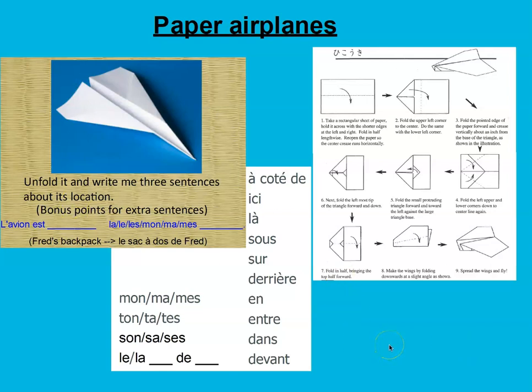And then they have to go grab their paper airplane, unfold it, and on the paper airplane write 3 sentences about where it landed. And then after school, you can very quickly eyeball them all and make sure that the sentences are grammatical. It doesn't take that much time.